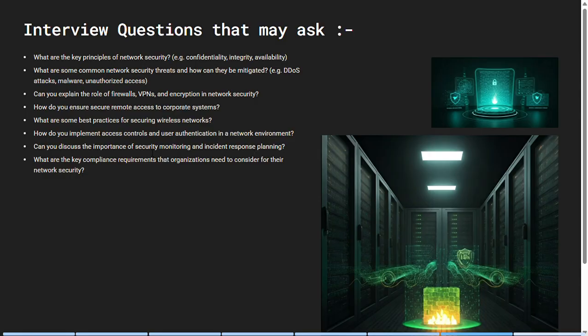Next question. What are the key compliance requirements that organizations need to consider for their network security? GDPR, that is EU, protects personal data, uses encryption, maintains access control, performs audits, monitors systems, reports breaches as required. PCI DSS ensures safeguarded payment handling. SOX, NIST, CCPA, and other compliance frameworks.